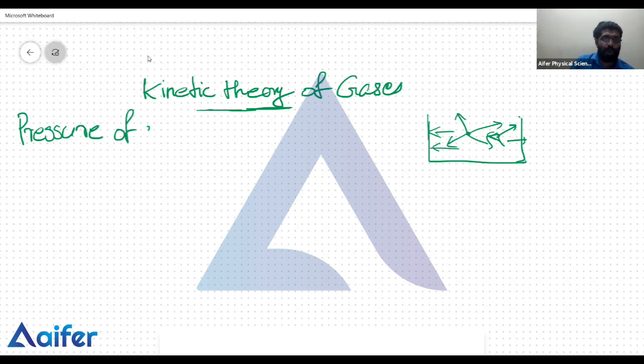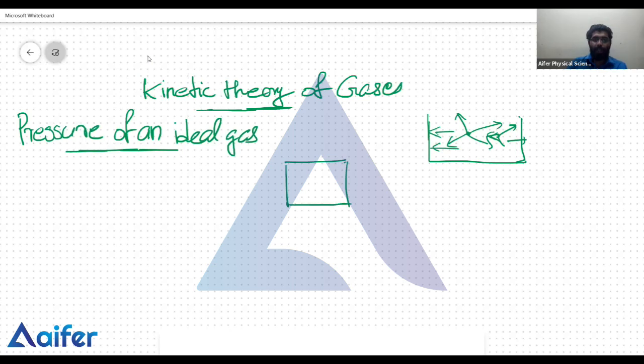Pressure of an ideal gas. When you put some ideal gas inside a container, they will move randomly and they will exert pressure. What is the expression for the pressure? For that I am considering a cubical section. Suppose this is a container. I am marking the axes randomly, let it be x, let it be y, and this is the z axis.